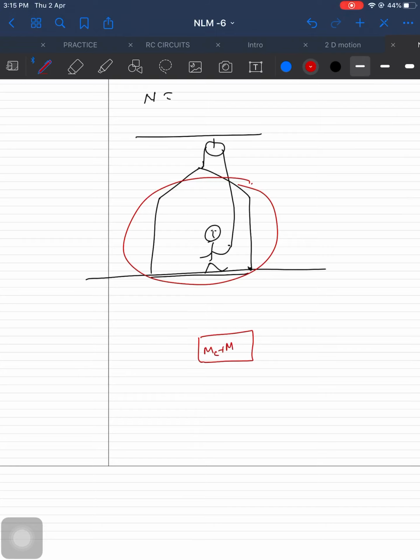Mass of cage plus mass of man. Now, acceleration in which direction? It is in the upward direction. How many forces are there in the upward direction? The tension and the tension. Total force is 2T. How much force is acting in the downward direction? (Mc plus Mm) into g.